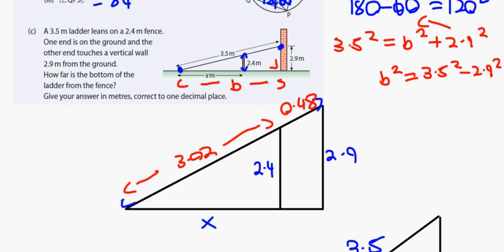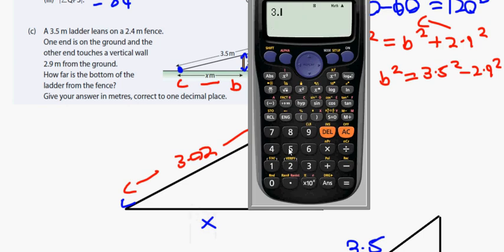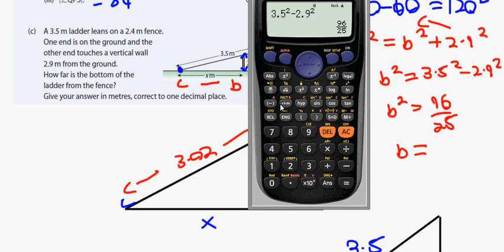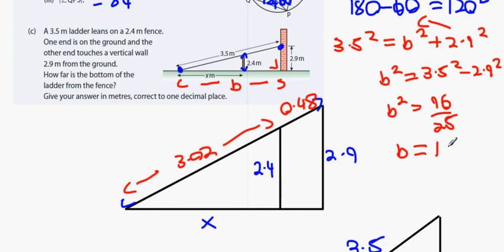So we're just going to get 3.5 squared minus 2.9 squared, and we're going to get 96 over 25. So b squared equals 96 over 25. B therefore is equal to the square root of that. So we do square root, answer, and we'll just put in decimals, so 1.96. So b is 1.96 meters. Okay.